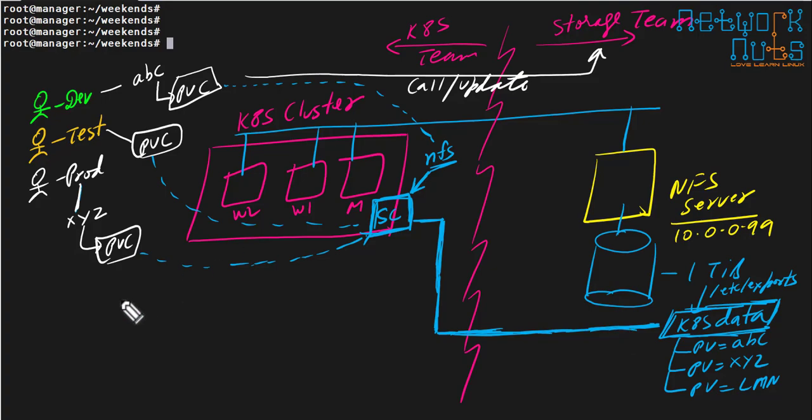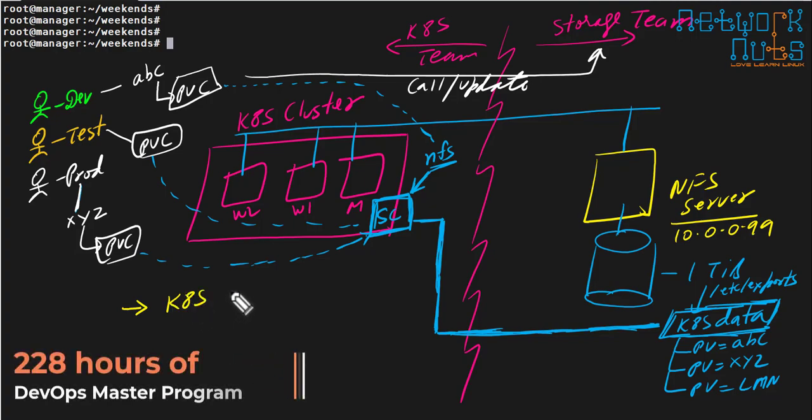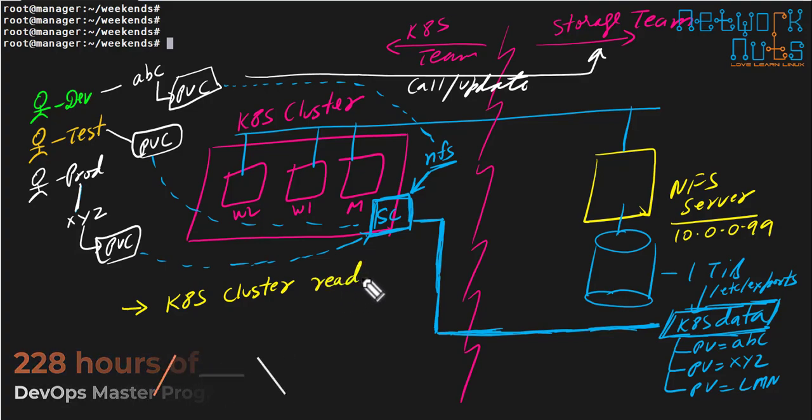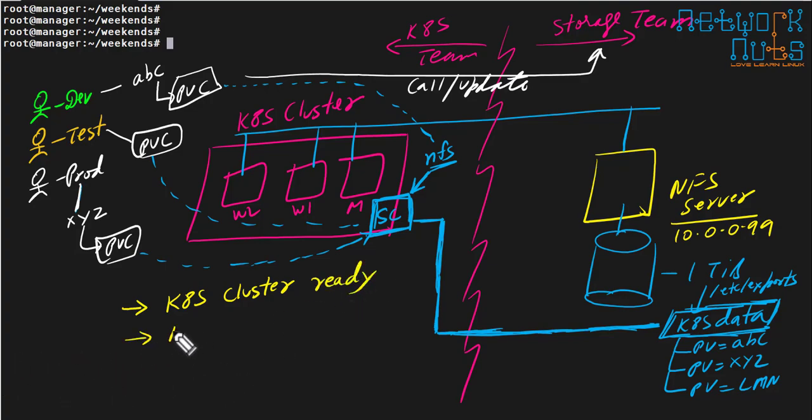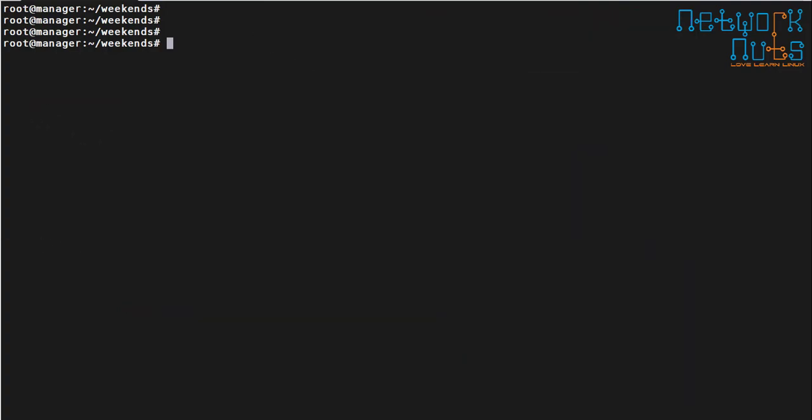So the prerequisite for this lab is that you should have a Kubernetes cluster ready, and you should have one more machine which is configured as the NFS server, right? Now the NFS server should not be a part of the cluster, but it should be available on the network. So this is what we are going to learn. So I'll clear this. So let's see how it's going to work.